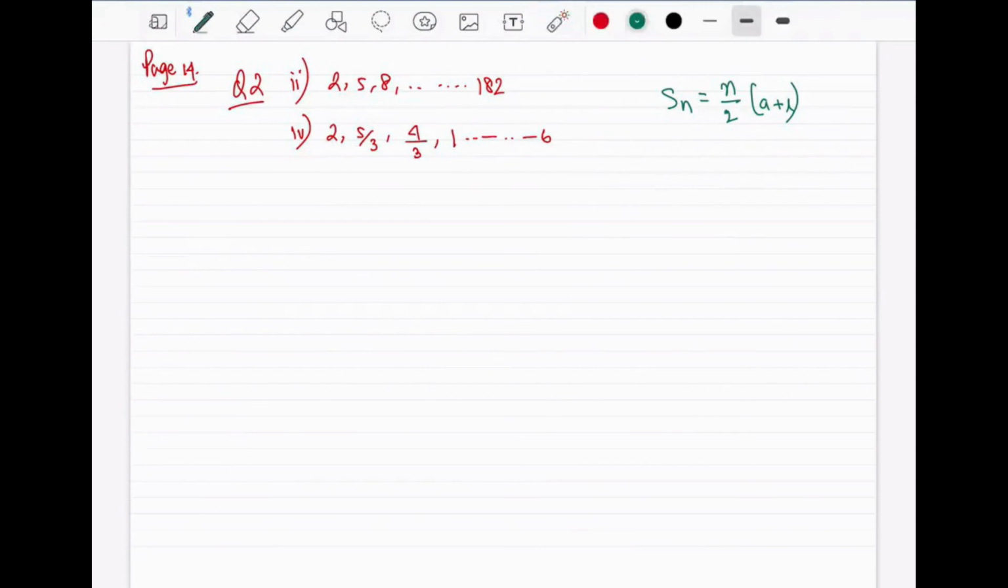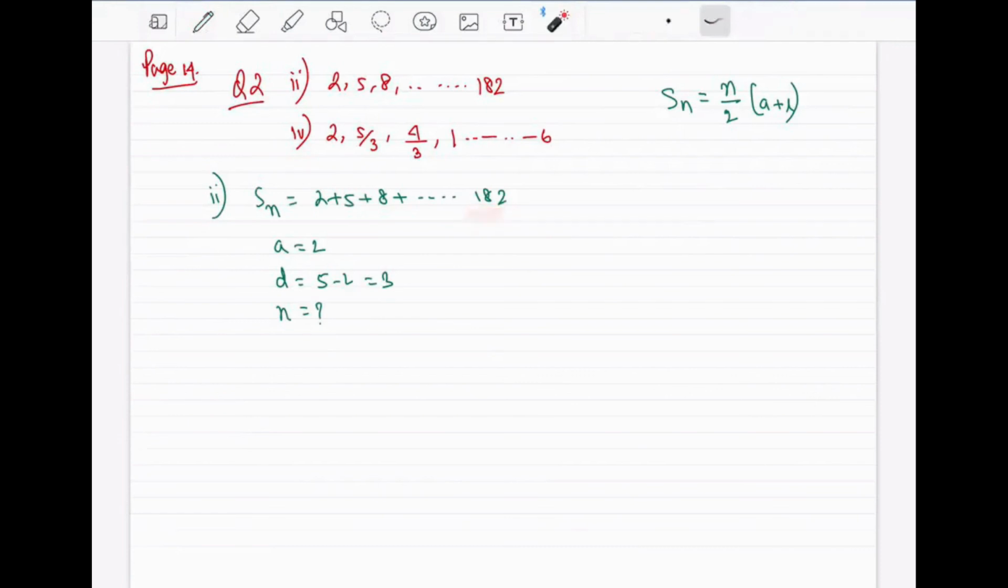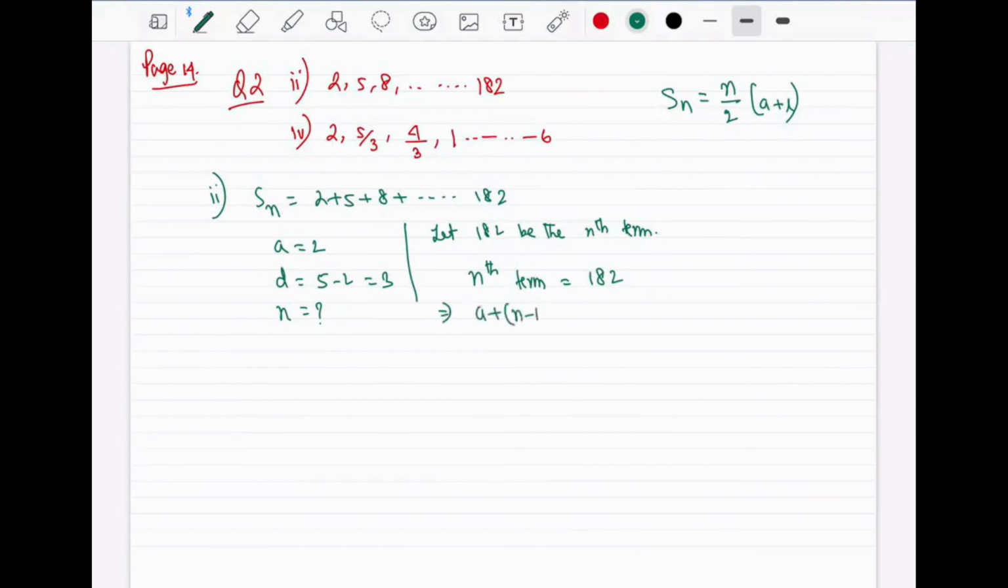So let's take up Roman number 2. Sn is 2 plus 5 plus 8 plus up to 182. Here A is known, A is 2, D is known, D is 5 minus 2, so we get 3. But N, we don't know. In order to find out N, you have to take the 182 here as the nth term. Let 182 be the nth term. Nth term is 182. The nth term will be replaced by the formula a plus (n minus 1)d. Let's put in the values: 2 plus (n minus 1), d is 3, equals 182. So 2 plus (n minus 1) whole bracket times 3.